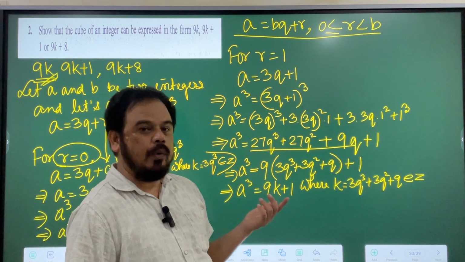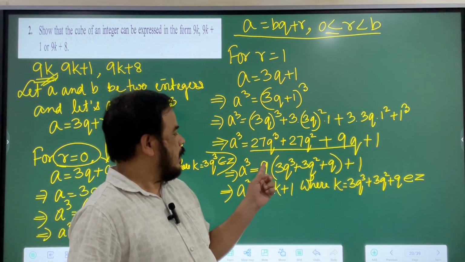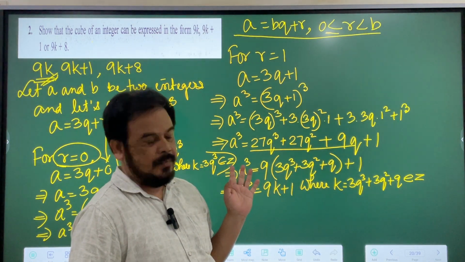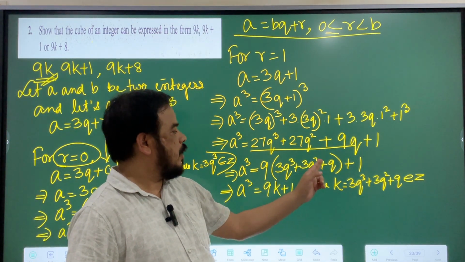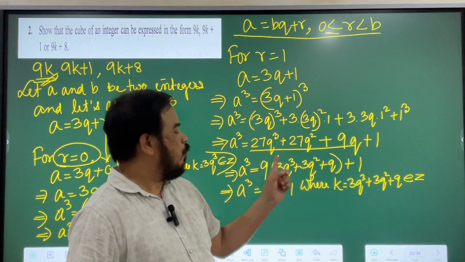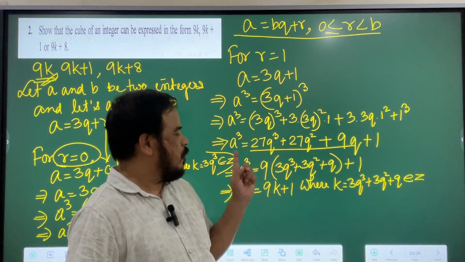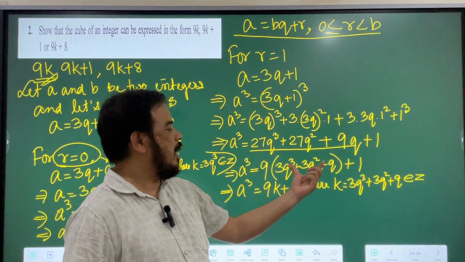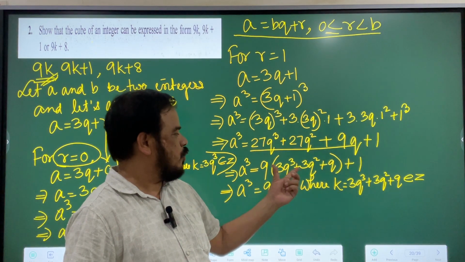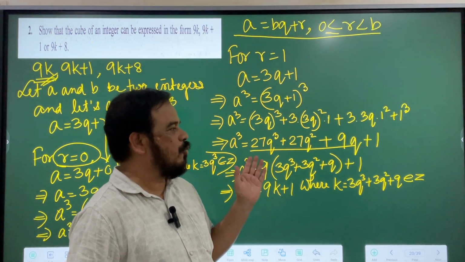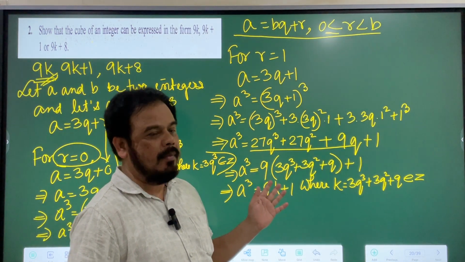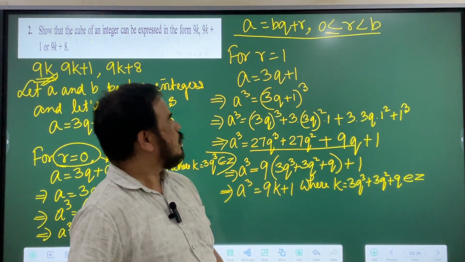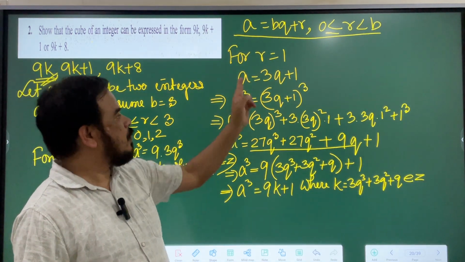Now let me tell you one thing again. Here, not only 9, we can also take q common, because in each term q is present. But we are not going to take q common, because we have to follow the question. For 9k we need a term inside the bracket. That is why q is not taken common. Even if we take it common, that is also no problem. But it is better we do it this way, so that directly we get that it belongs to Z. So for r equals 1, we have got 9k plus 1.